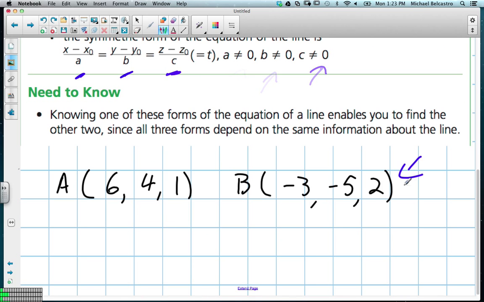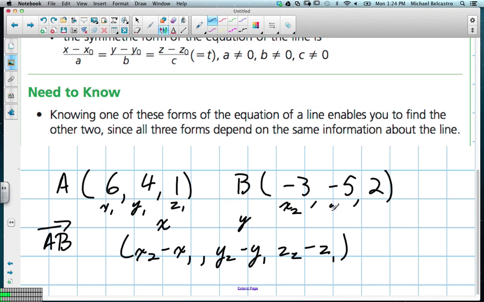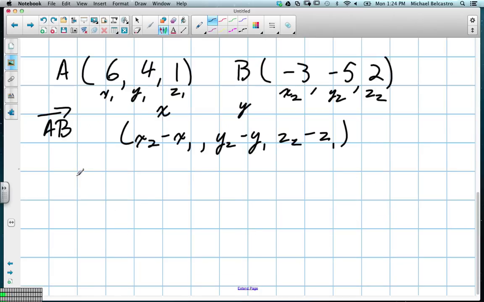Okay, so let's actually put some numbers to this so this kind of makes sense. The first thing we need to do is figure out how to find a directional vector in 3 space. And it's just something we already know how to do. To find the directional vector between vector AB here, we take the coordinates, and we take x2 subtract x1 for the x value of the directional vector. We take y2 subtract y1 for the y value, and z2 subtract z1. Okay, so this being x1, y1, z1, x2, y2, and z2.